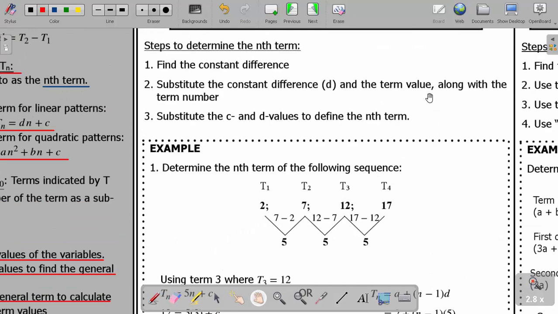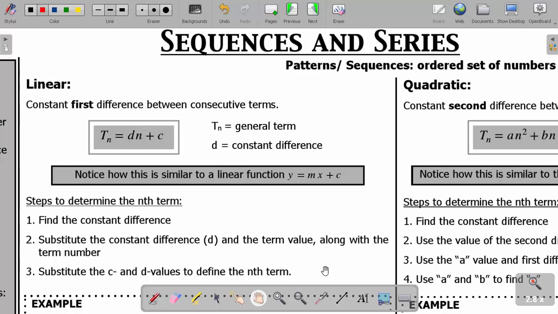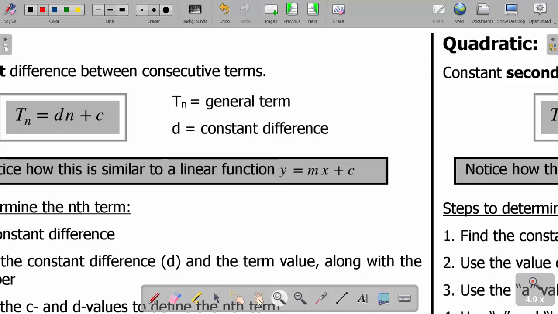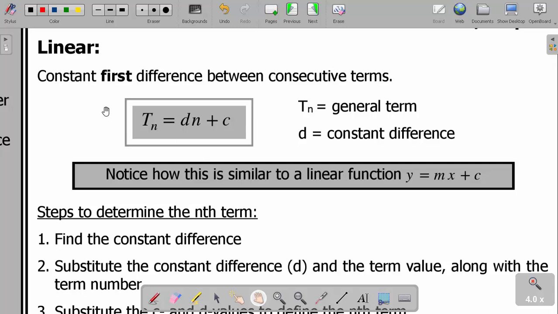Now you know what, in this topic of sequence and series, we have what we call linear and then quadratic, okay? So we have linear and what? Quadratic. Let us start with linear. Now with linear, we have the constant first difference between consecutive terms, that is Tn equals Dn plus C, whereby Tn is the general term and D is the constant difference. Notice how this is similar to a linear function, y equals mx plus c. So this is a linear function, the same as y equals mx plus c.